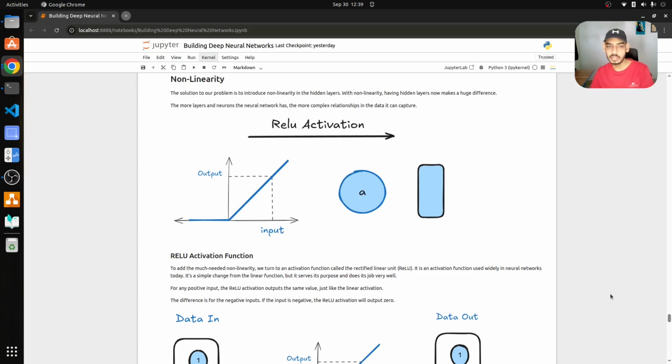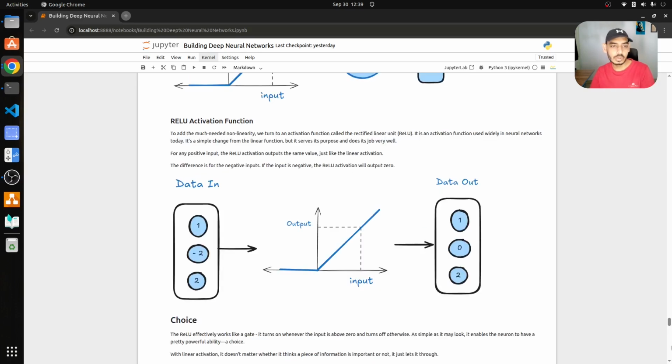So consider this. The first nonlinear activation that we are using is ReLU, where any negative value sent to the activation function will be turned into 0. Only positive values will be kept as they are. So consider we have data input with three values, 1, -2 and 2. Once you pass that to the nonlinear activation function ReLU, the output is 1, 0, 2. It turns -2 to 0. So it basically ignores the values which are negative.